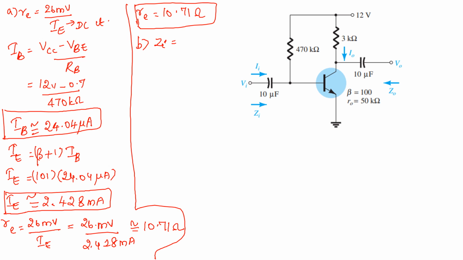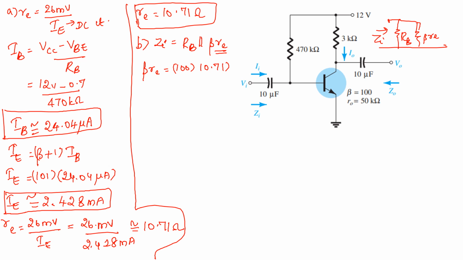So what is your input impedance formula for your RE model? You know that input impedance is equal to RB parallel to, from the previous slide, you can see that across the input of the RE model, you will be having RB as well as beta into RE, looking towards the circuit. So RB parallel to beta into RE. First you have to find out the value for beta RE. What is your beta given? Beta is equal to 100. 100 into RE, already you have calculated 10.71.